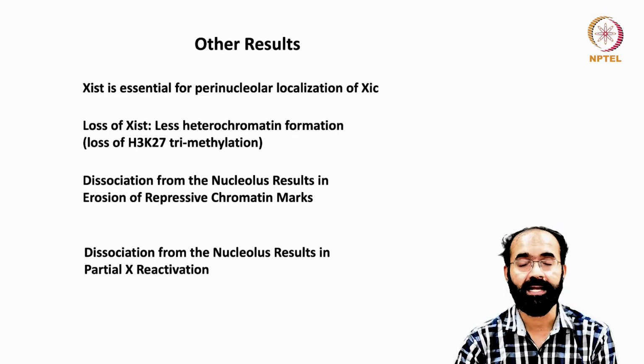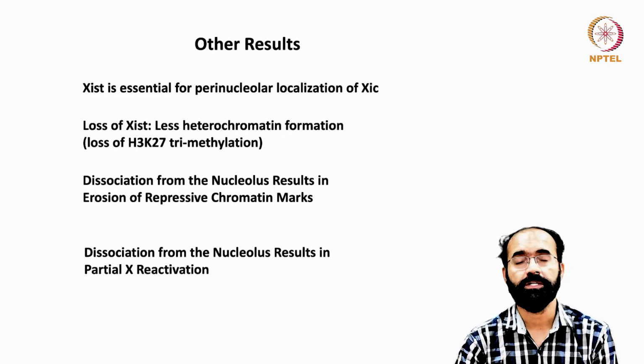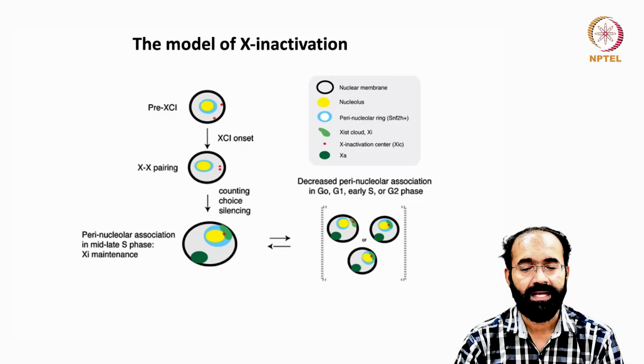It is interacting, and if you prevent that interaction by chemical tools or by genetic tools, you can make the X chromosome, the inactive X chromosome, reactivate partially. So let us see in this cartoon a model for X inactivation.